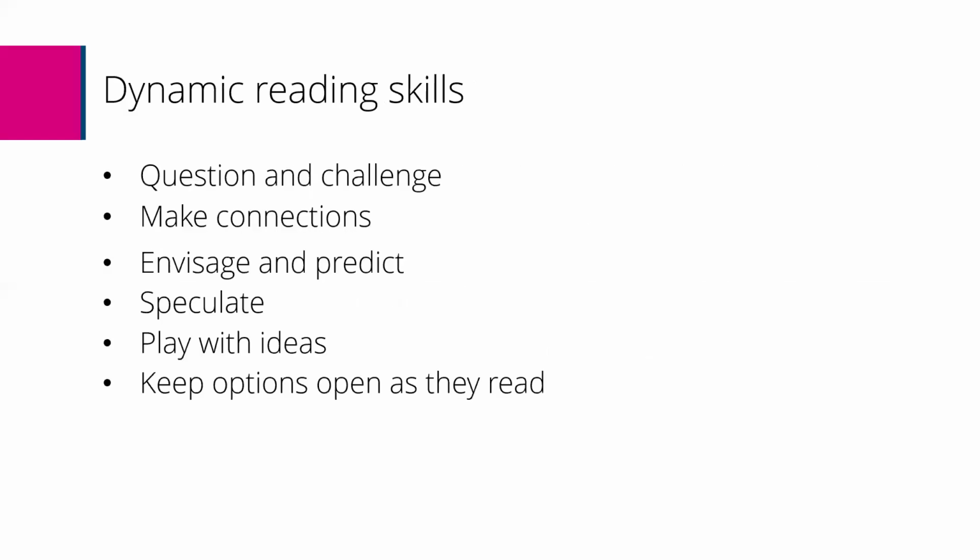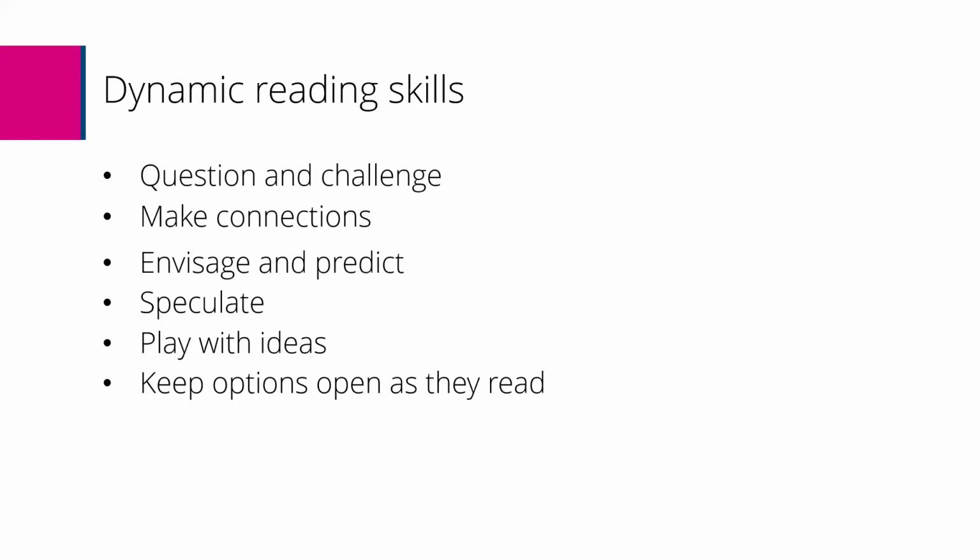We really want our students to develop dynamic reading skills. So, questioning and challenging texts that they're reading, making connections, predicting, envisaging, speculating, playing with the ideas, keeping their options open as they read. Those are really the skills for these two unseen texts in specification B.